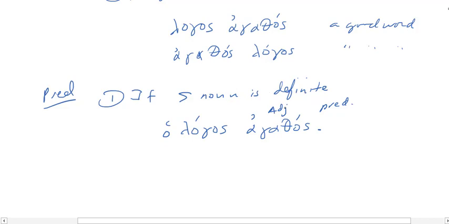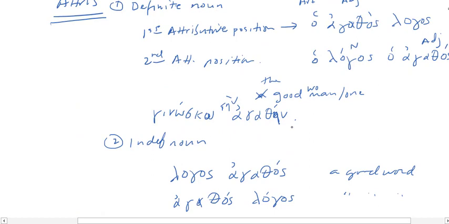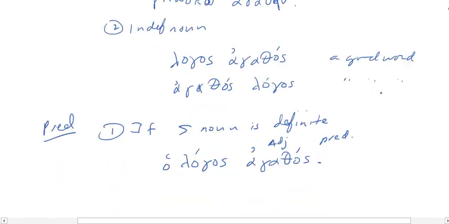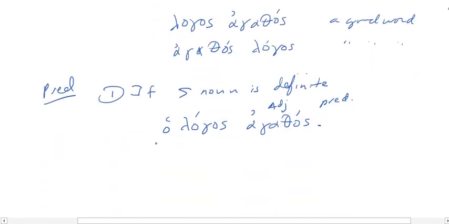Okay? So, to put it another way, when the subject noun is definite, it's going to have its article. But no matter where this one goes, it will not have the article in front of it. Right? With our attributive adjective, it didn't matter whether the adjective was before the noun or after the noun. The adjective's always definite with an article. It's got an article there. It's articular.